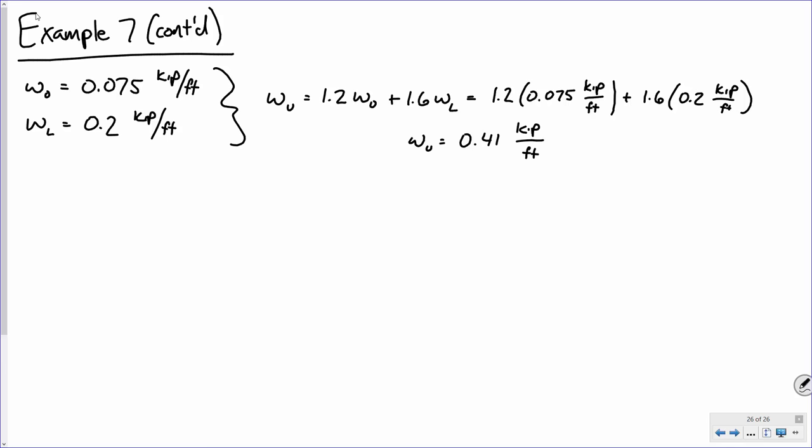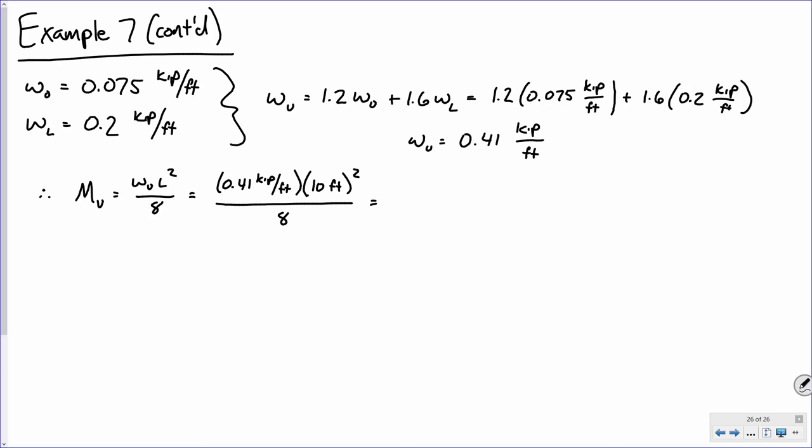It's a beam subjected to a uniformly distributed load. And how do we calculate the maximum moment for a beam subjected to a uniformly distributed load? Exactly. How long is the beam? We're talking about that slab width, that strip width of the slab. Square that, take the whole thing divided by 8.